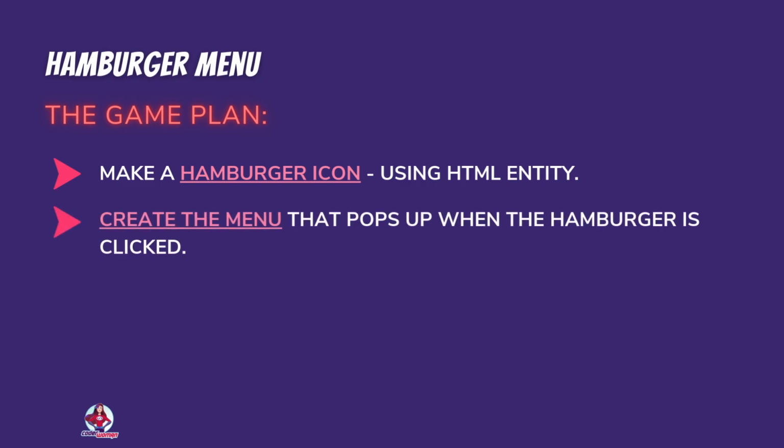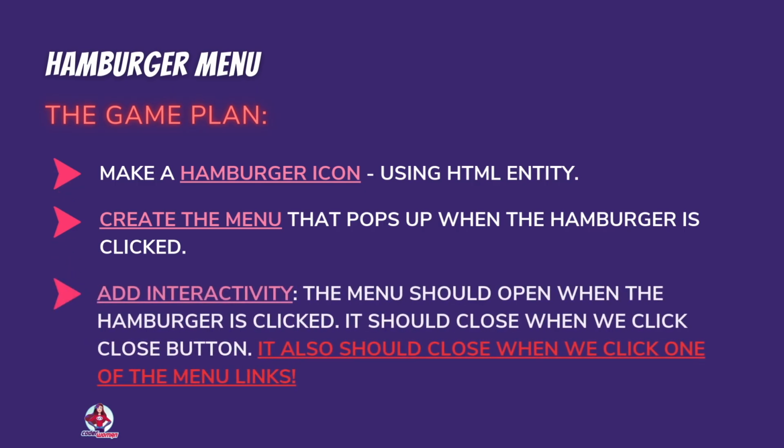Next, we'll create the menu that pops up when the hamburger is clicked. We want the menu to cover the entire page with a blue background and have links in the center. We'll also add a close button in the top right corner. This will be similar to the modal we created earlier, where we covered the page and centered the modal with a close button. We'll use that knowledge for this task.